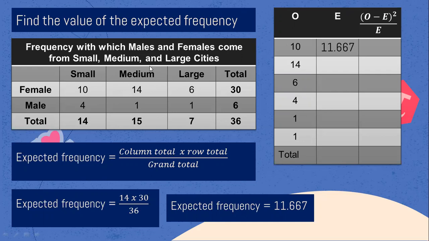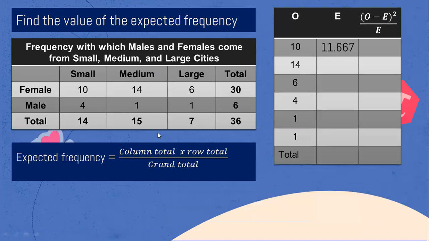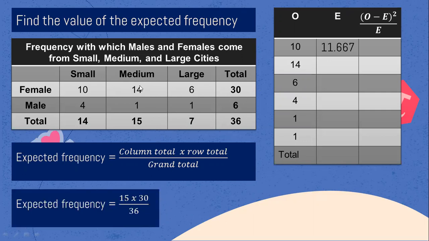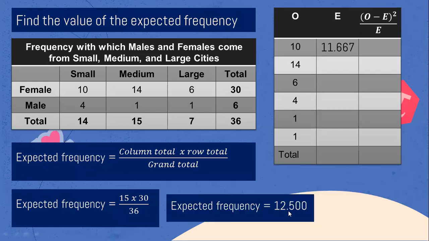Those females who came from medium city, what is the column total? The column total is 15, the row total is 30, and the grand total is 36. Again, the column total of 14 is 15 and the row total of 14 is 30. We will be multiplying 15 and 30 divided by 36. The answer is 12.500.